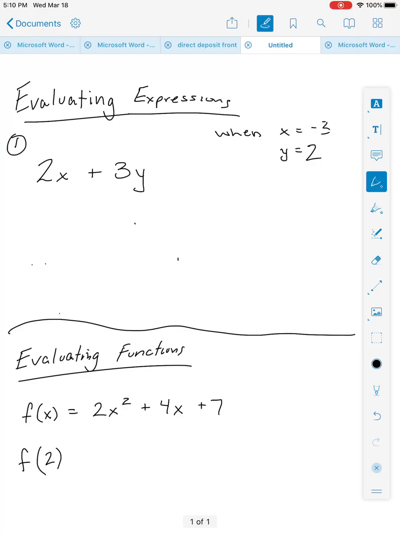Hi guys, I just wanted to give you a little background in how to evaluate expressions and evaluate functions. You may recall this from earlier on in the year. We did a lot of this work.